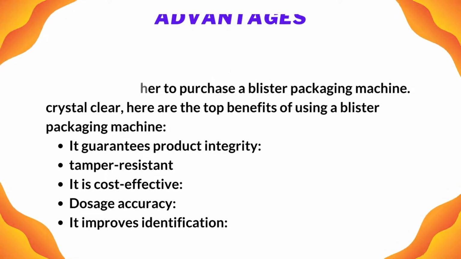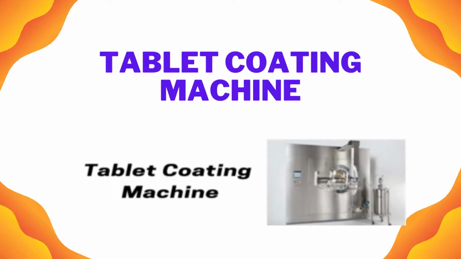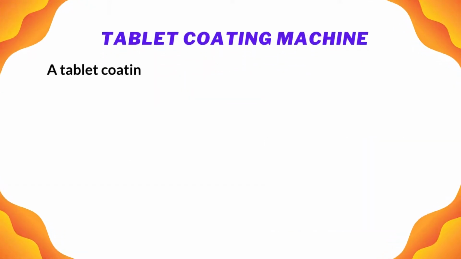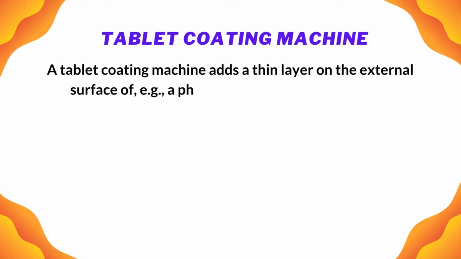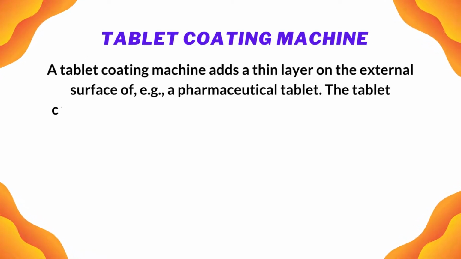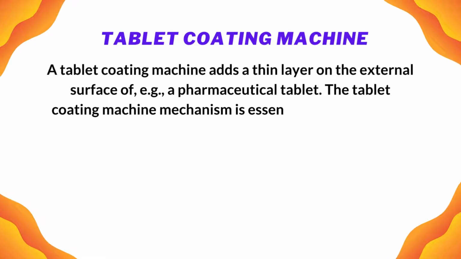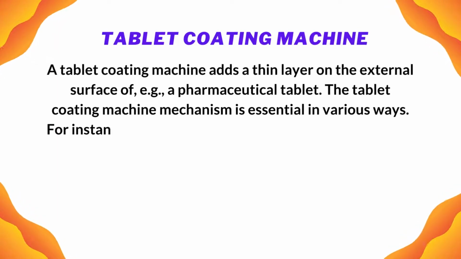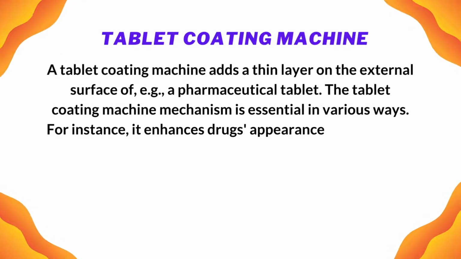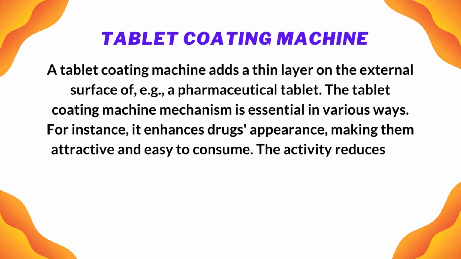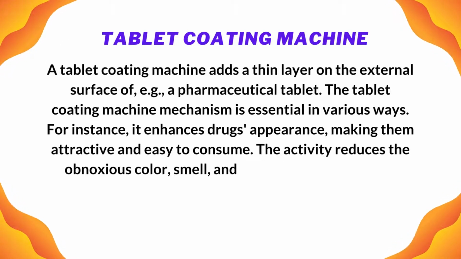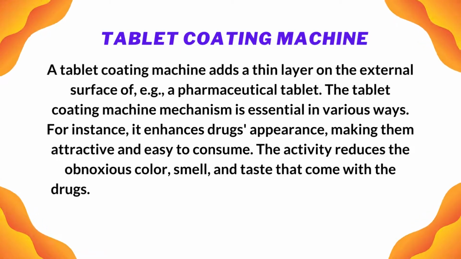Tablet coating machine. A tablet coating machine adds a thin layer on the external surface of, for example, a pharmaceutical tablet. The tablet coating machine mechanism is essential in various ways. For instance, it enhances drugs' appearance, making them attractive and easy to consume. The activity reduces the obnoxious color, smell, and taste that come with the drugs.